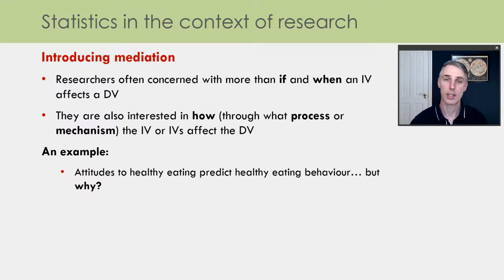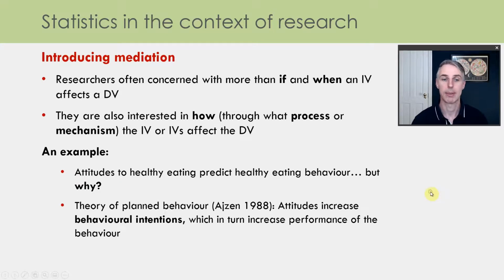Okay, let's take an example. Let's go back to that theory of planned behavior example that cropped up in a previous lecture, one of the most widely cited theories in psychology. Now, a researcher interested in healthy eating behavior might look at the theory of planned behavior and think, okay, perhaps people's attitudes to healthy eating will predict whether they actually eat healthily or not, their healthy eating behavior. But why is that the case? Through what process do attitudes predict more healthy eating?